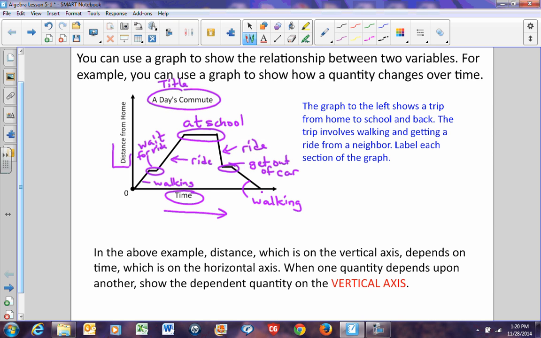We've labeled the sections of the graph which pertain to this particular graph. Now notice, in this example, distance, which was on the vertical axis, depended upon time. The longer I was walking, the further I got from home. The longer I was driving, the further I got from home. So distance, which is on the vertical axis, depended upon the time, which was on the horizontal axis. When one quantity depends upon another quantity, always show the dependent quantity on the vertical axis. Distance was dependent, so it was shown on the vertical axis.